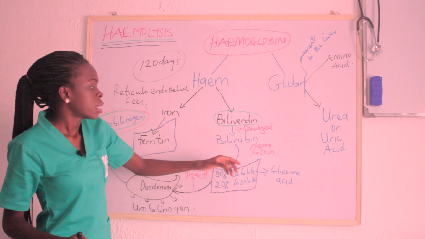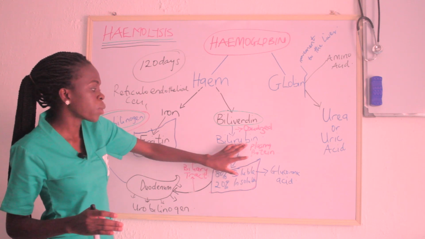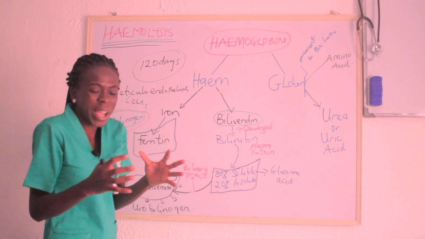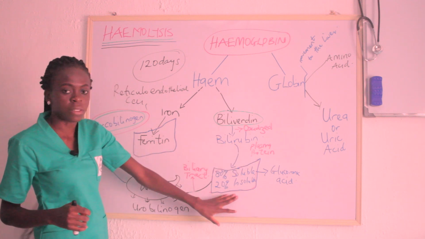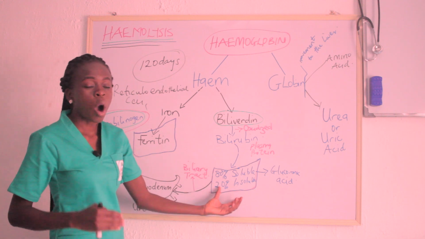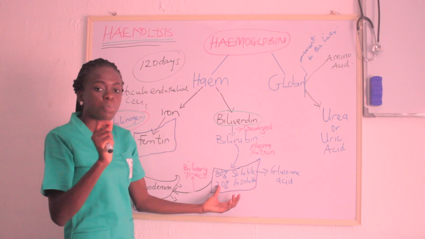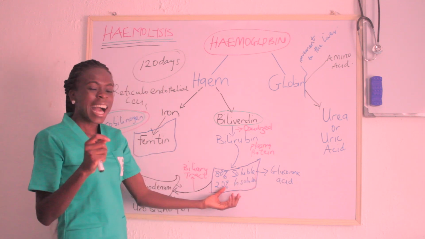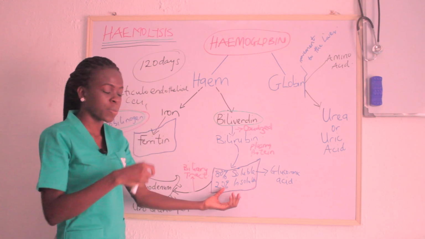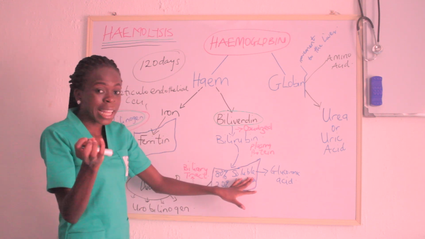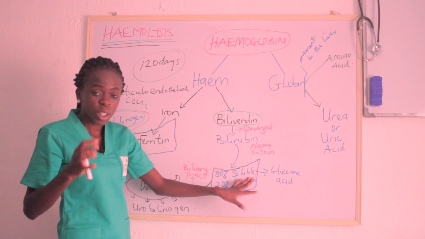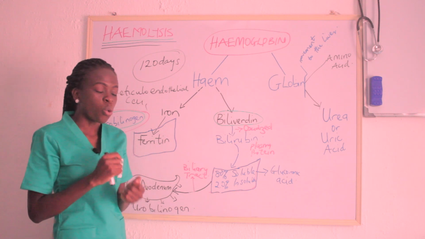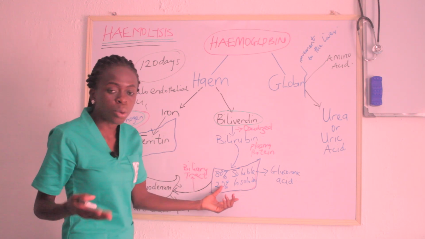Plasma protein helps to transport this bilirubin to the liver. The bilirubin joins itself with plasma protein, and they are moved to the liver. When it gets to the liver, the liver adds glucuronic acid to the bilirubin. When it adds glucuronic acid, 80% becomes soluble. Those that have the glucuronic acid become soluble, while those that don't are still insoluble in water.